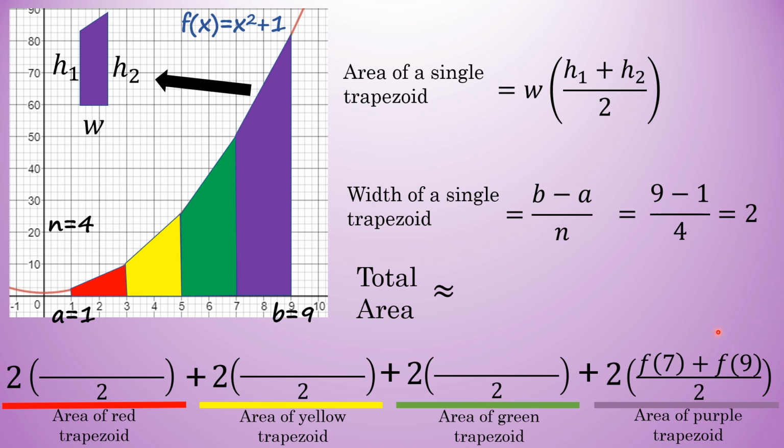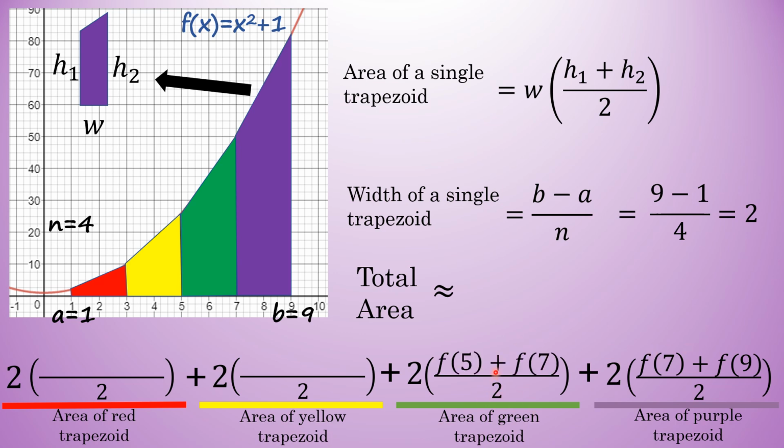The area of the purple trapezoid can be described as 2, which is its width, times the quantity of H1 plus H2. H1 comes from the height above 7, and this curve is defined by x squared plus 1, so that would be f of 7. The ending height, H2, the longer side of the purple trapezoid, is above x equals 9. So that would be described by f of 9. This is the area of the purple trapezoid.